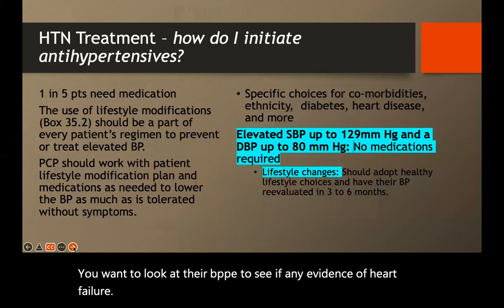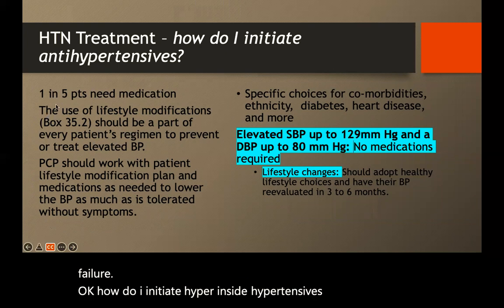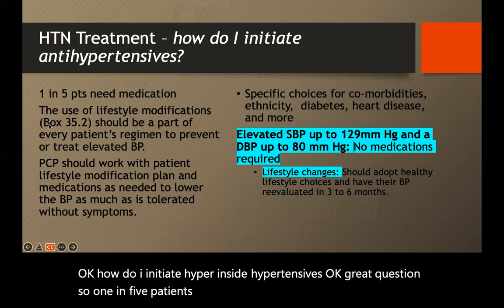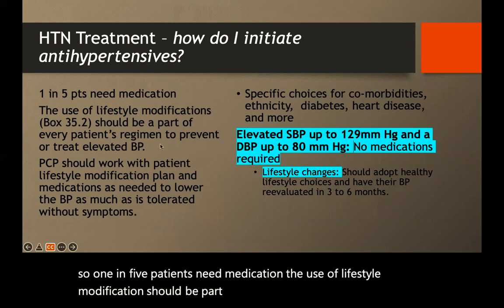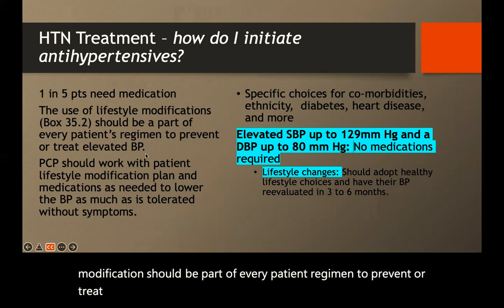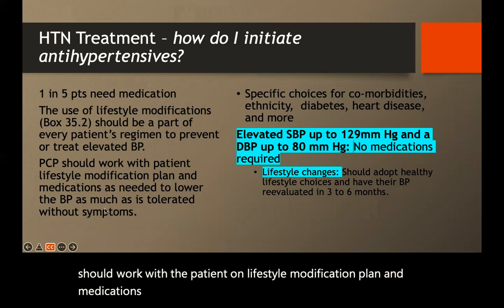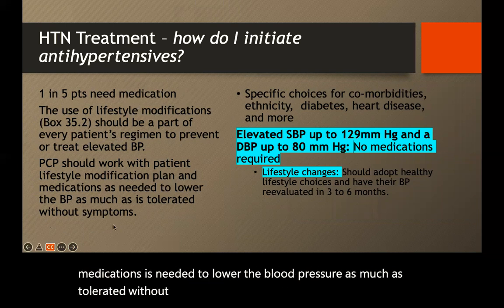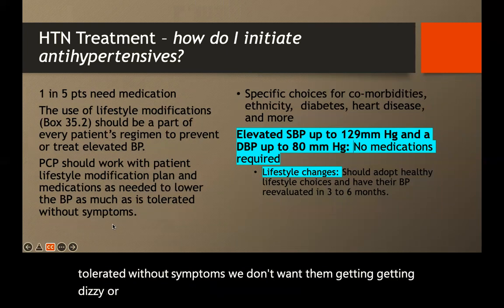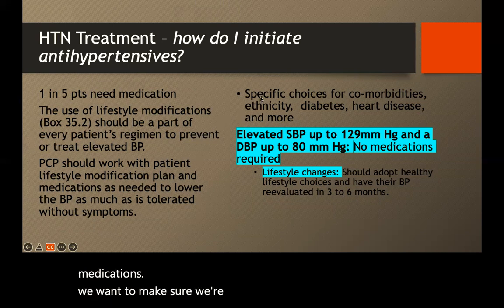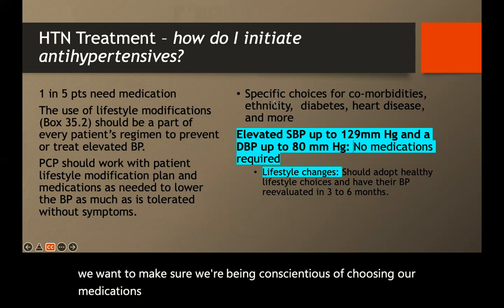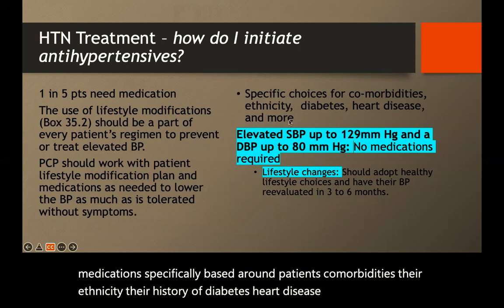Okay, how do I initiate antihypertensives? Great question. So 1 in 5 patients need medication. The use of lifestyle modification should be part of every patient's regimen to prevent or treat an elevated blood pressure. The primary care physician should work with the patient on a lifestyle modification plan and medications as needed to lower the blood pressure as much as tolerated without symptoms. We don't want them getting dizzy or lightheaded with their blood pressure medications. We want to make sure we're being conscientious of choosing our medications specifically based around patients' comorbidities, their ethnicity, their history of diabetes, heart disease, and any other issues they have had in the past.